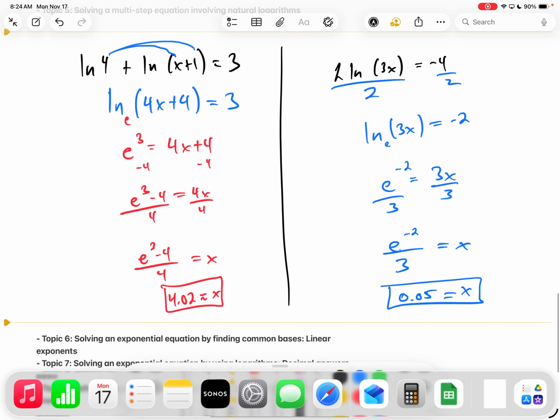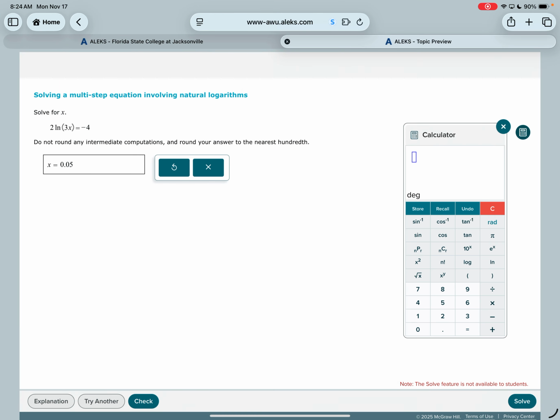So e to the negative 2 divided by 3. I think it's easier to do it that way, but if you want to work it out as a decimal first and do e to the negative 2, work out the problem, and then at the end you divide by 3, that's fine. Whatever way works for you.